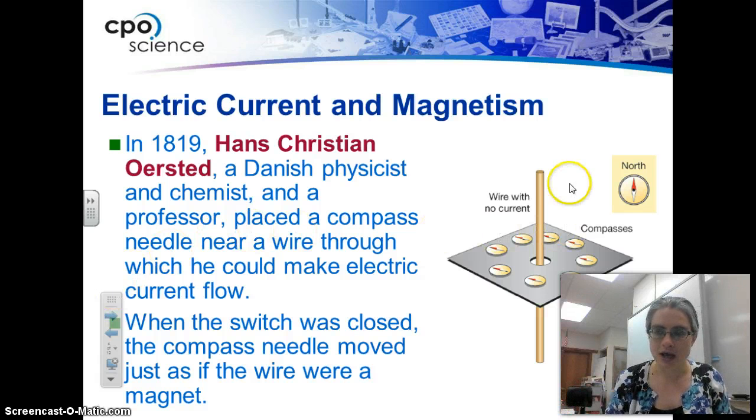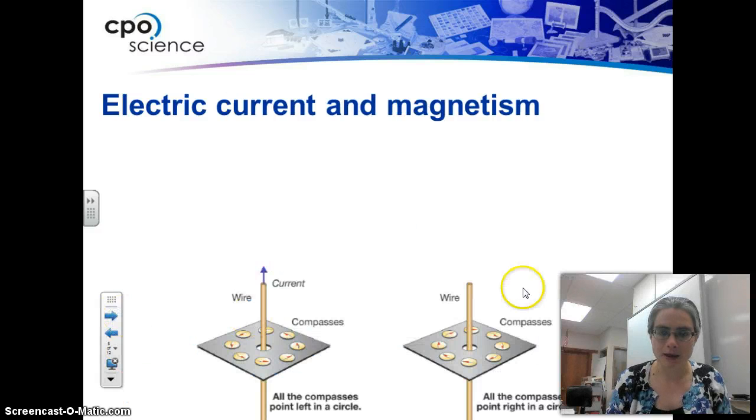You can see that all the compass needles will point north. And then as you see here, when there's a current, all the compass needles point left in a circuit. So there's something perpendicular to the direction of the current that is making it move the compass needles. And then likewise, when you reverse the current, all the compass needles go the opposite way, just like the poles being reversed like in the electromagnetic lab.